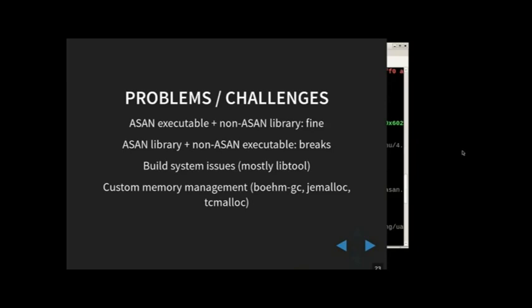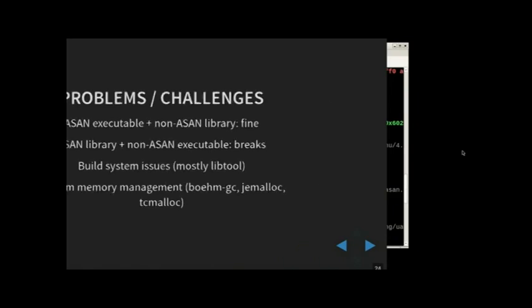Then there were some build system issues. One was with libtool: when libtool is compiling a library, it filters out all compiler flags that it doesn't know about. And it didn't know about Address Sanitizer, so that broke. It's now fixed in the Git code of libtool, but they have not made a new release yet. And then, if you have some custom memory allocation in an application, that usually also doesn't work.